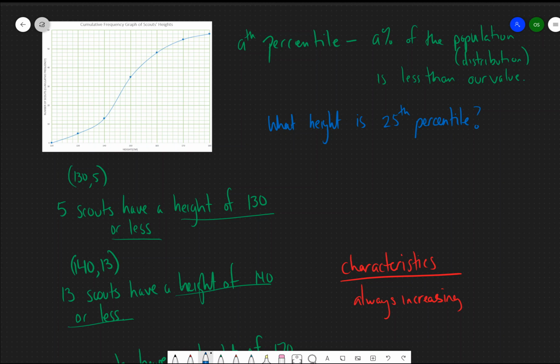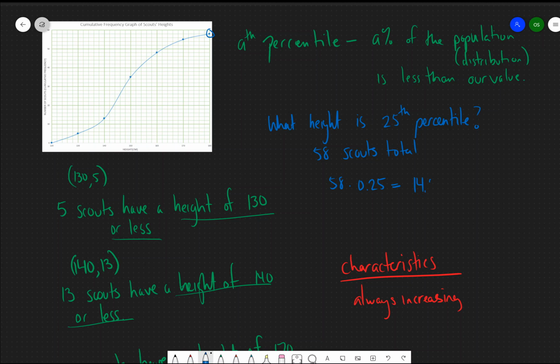Okay, so I said earlier, because I looked all the way here at the end, that we had 58 scouts total. So 25% of that 58, we can figure that out. So 58 times 0.25, and I'm going to use my calculator here to quickly figure that out. 58 times 0.25. So that's 14.5.